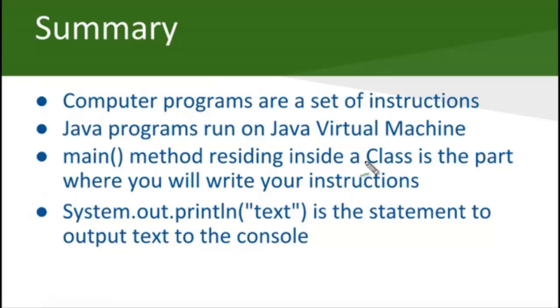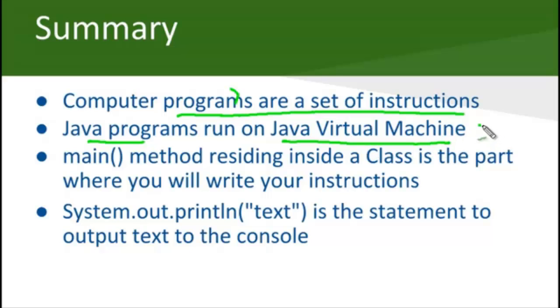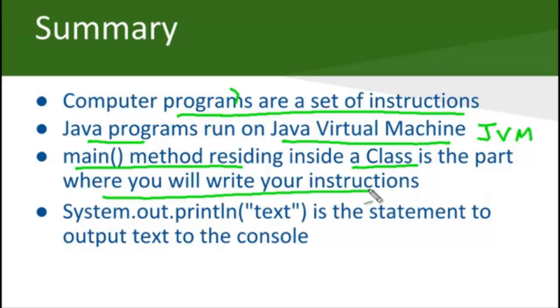Let us now summarize what we have learned so far. We have learned that computer programs are a set of instructions, that Java programs run on the Java Virtual Machine or the JVM, that there is a class for each program you write. There is a class and there is a main method residing inside the class, and this is where you will write your instructions. And we also had a look that system.out.println text is the statement which outputs text to the console. And remember that every statement in Java ends with a semicolon.